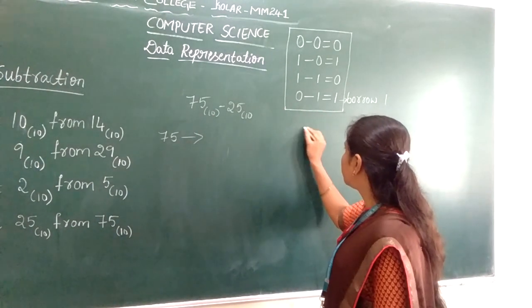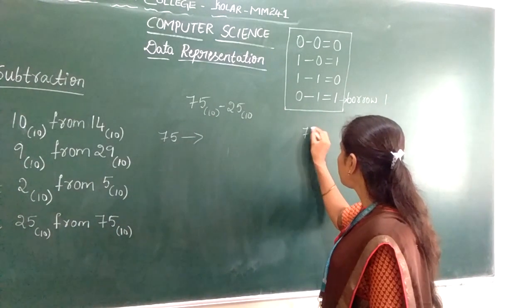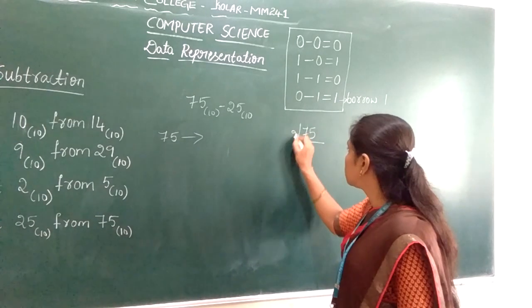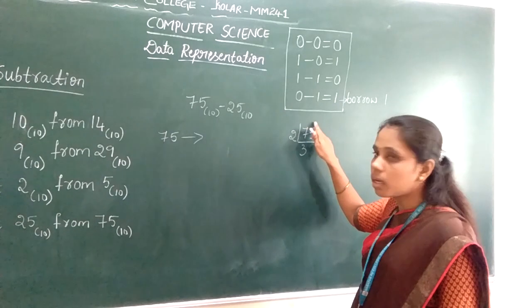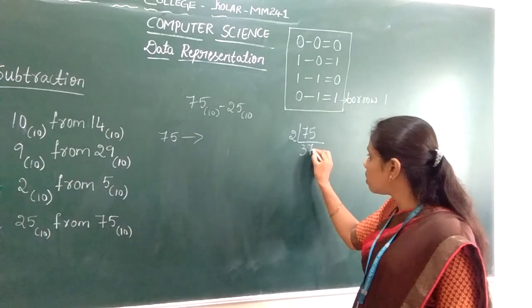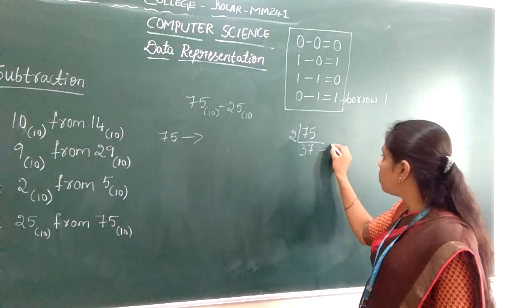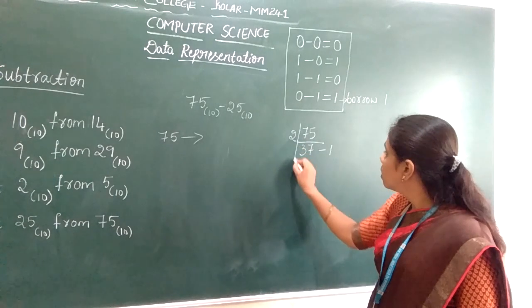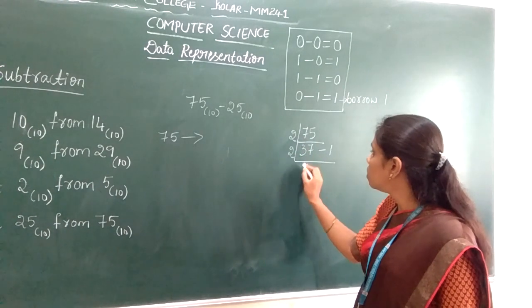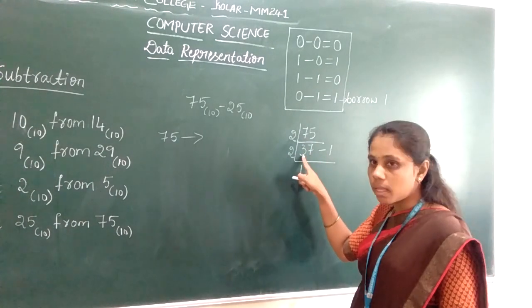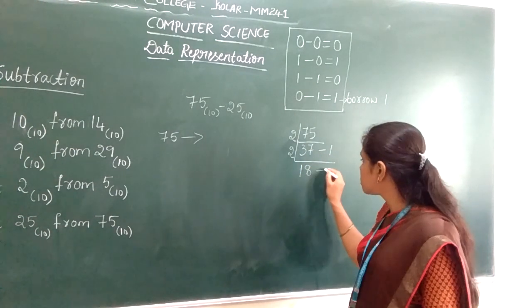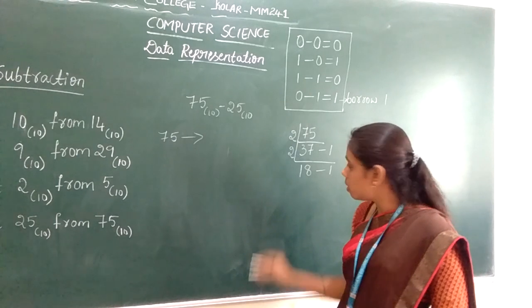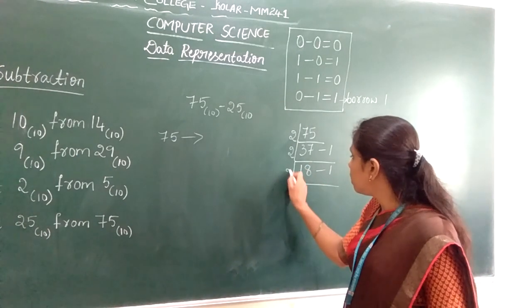So 75 is divided by 2. 2 3s are 6, 1 is left out. So it will become 15. 2 7s are 14, the remainder will be 1. Again divided by 2. 2 1s are 2, so 1 is left out. So it will become 17. 2 8s are 16, the remainder is 1. Again divided by 2.